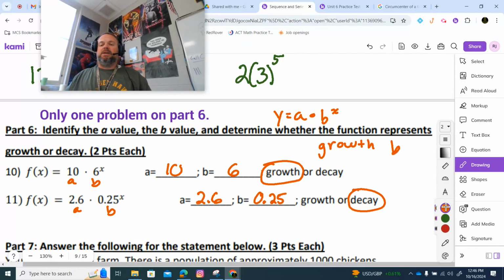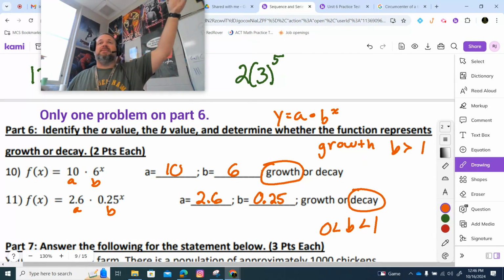Growth is when B is bigger than 1. Decay is when B is between 0 and 1. Don't say it when it's a decimal because I can put 1.5 up there. That's a decimal, but it's still growth, because I've done that before because I'm that petty.